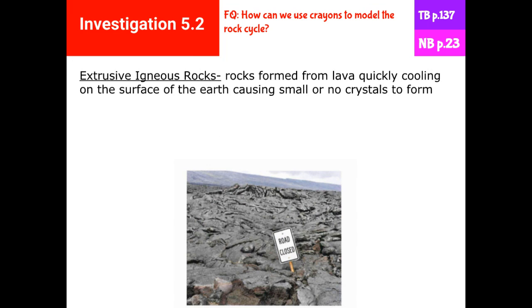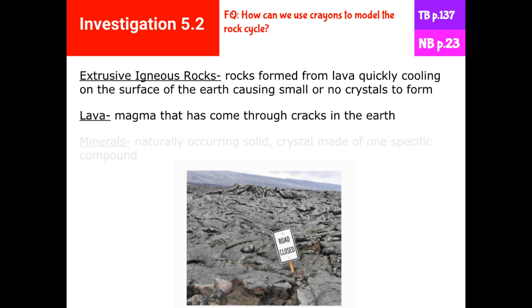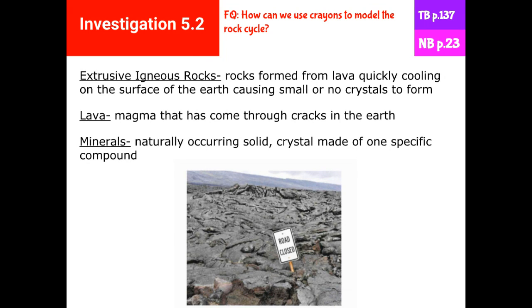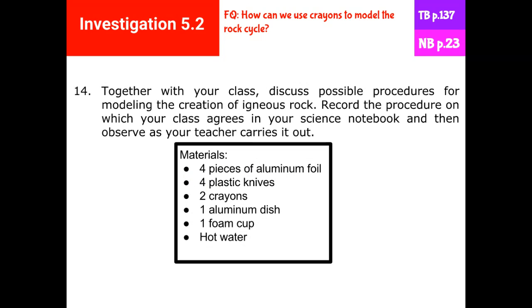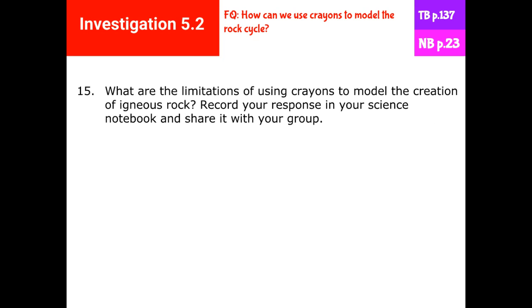Extrusive igneous rocks are rocks formed from lava quickly cooling on the surface of the earth, causing small or no crystals to form. And lava is magma that has come through cracks in the earth. And minerals are naturally occurring solids, crystals made of one specific type of compound. So you'll write the procedures for creating igneous rock using crayons and talk about limitations for creating igneous rock using crayons.